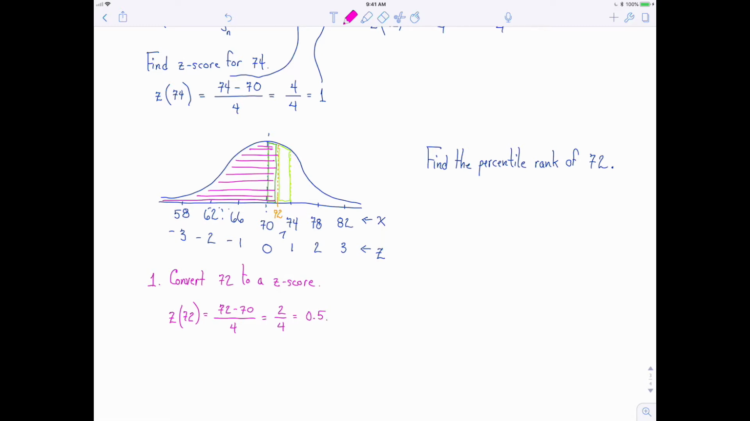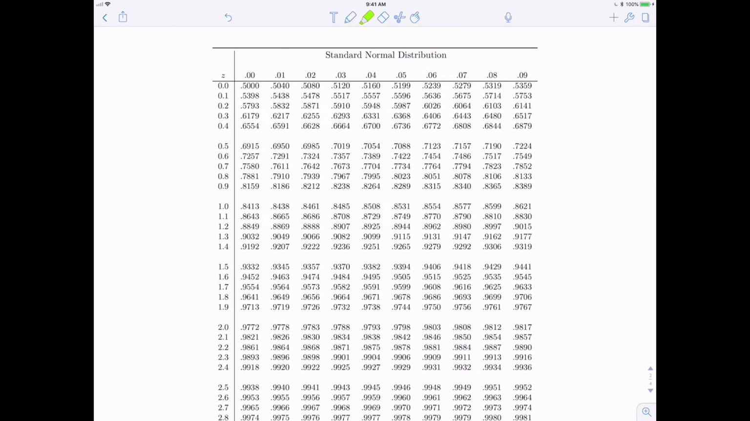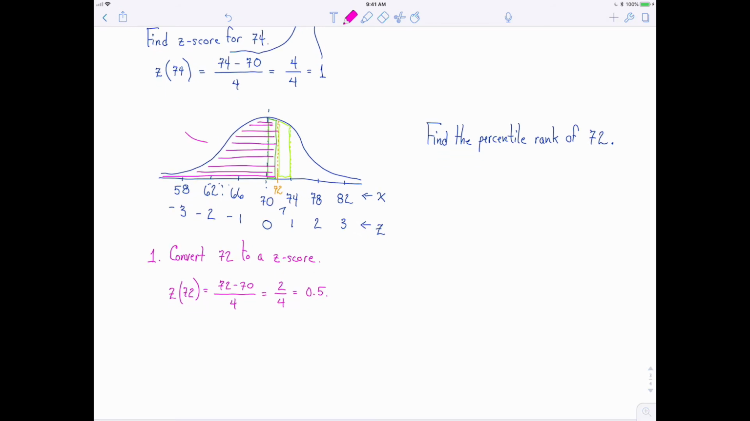Now we're going to scroll way up above, and we're going to find 0.5 on our table and see what kind of an area that represents. Scroll up here, use our highlighter. So here's 0.5 right there. Oh, and 0.50, that's right there. So it looks like 6915. So let's come back down here, and we can say that this pink area here is 0.6915.